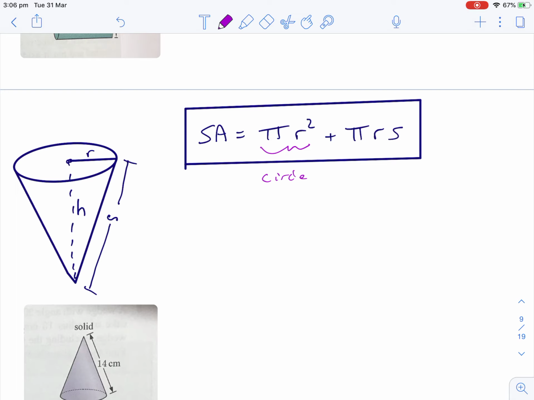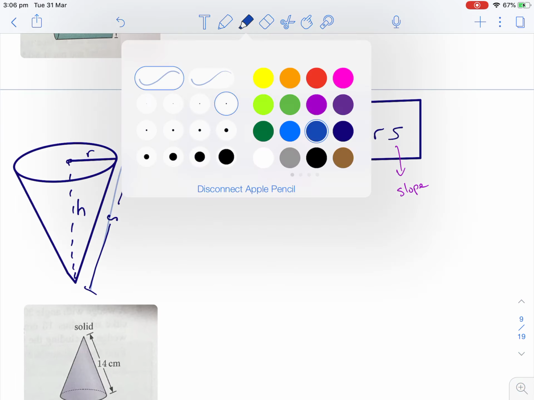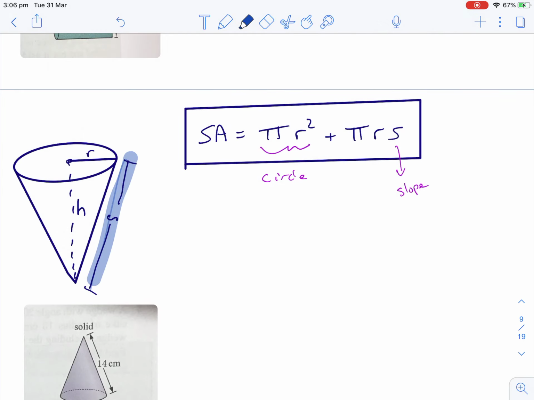Your radius is self-explanatory. S is that slope on the side, and I've shown that over here. That's my side here. Sorry, that is very thin, isn't it? So there we go. Let's have a look at that. So that would be that side there. That's the measurement that we're using for the slope. And this whole second part together is basically giving us the walls of the cone.